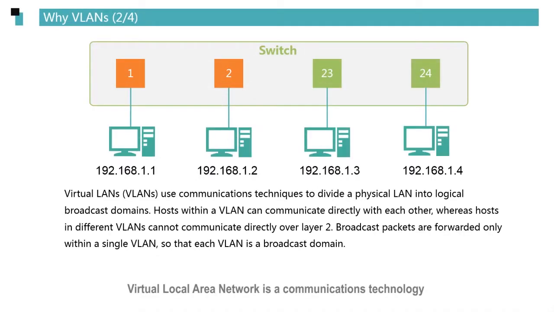Virtual Local Area Network is a communications technology that logically divides a physical LAN into separate logical broadcast domains. Hosts within a VLAN can communicate directly, whereas devices in different VLANs cannot. VLAN limits the size of a broadcast domain, limiting the number of hosts that receive broadcast frames. VLANs can be planned on switches based on various parameters, such as ports.